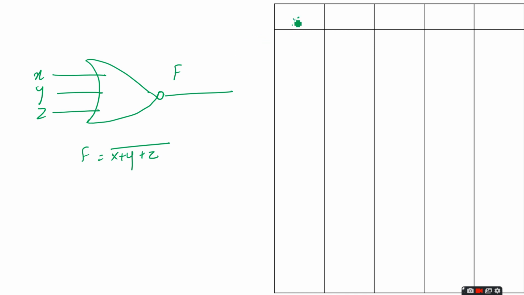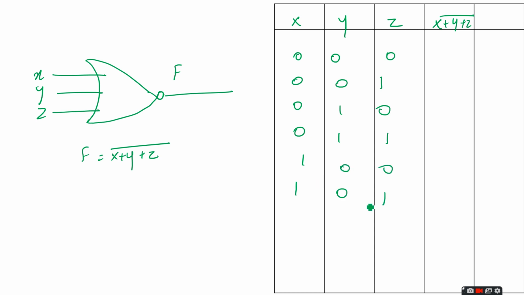Now we can draw the truth table for this: X, Y, Z, then X plus Y plus Z whole complement. So three variables, 8 combinations: 0, 0, 0, 0, 0, 1, 0, 1, 0, 0, 1, 1, 1, 0, 0, 1, 0, 1, 1, 1, 0, and 1, 1, 1. Now, in NOR gate, if all the inputs are 0, the result will be 1 and the other results will be 0. So, this is the truth table for NOR gate.